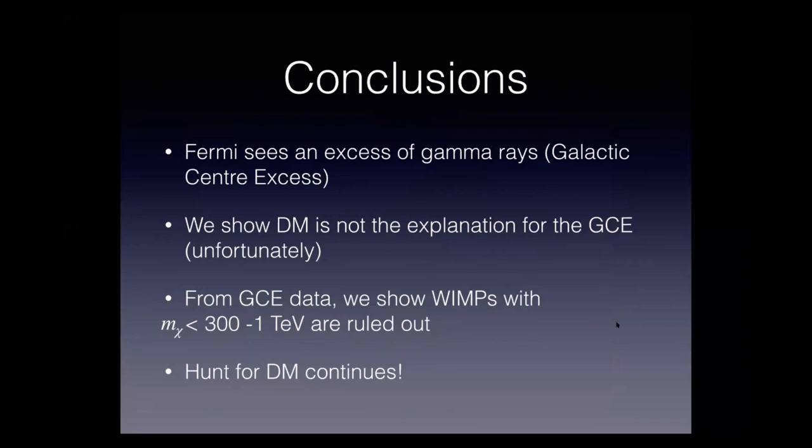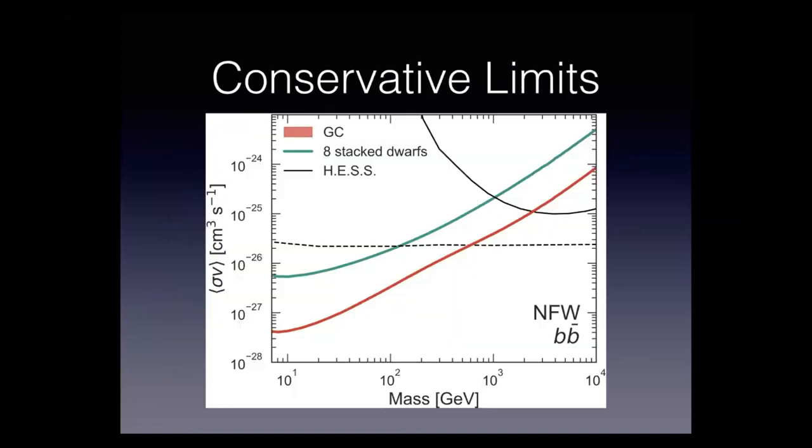Thank you for your very interesting talk, but I am afraid this claim that WIMP with mass less than 300 TeV is ruled out is too strong. Suppose WIMP dominantly annihilates to a neutrino pair, then these bounds do not apply.